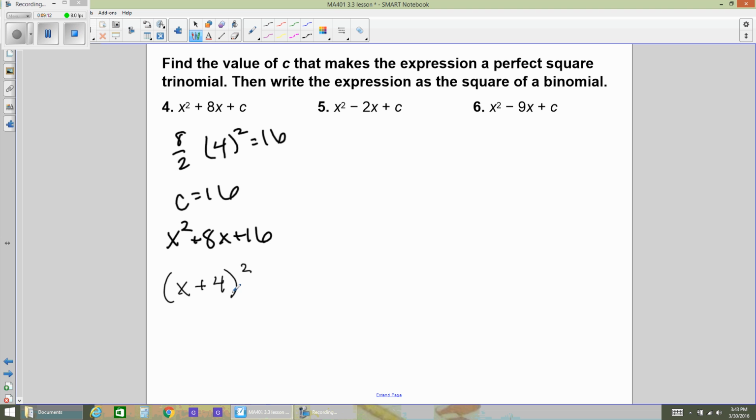Okay, let's keep trying here. x squared minus 2x plus c. Your b value is negative 2. We take half of it. That's negative 1. Negative 1 squared is 1. So your c value is 1. That means x something 1 quantity squared is our binomial, and that something is a minus because the 2x is a minus.